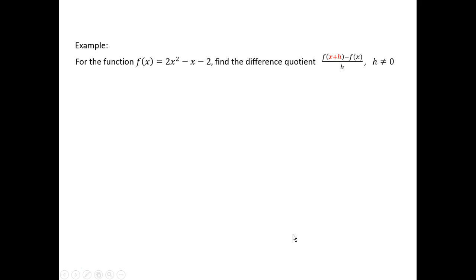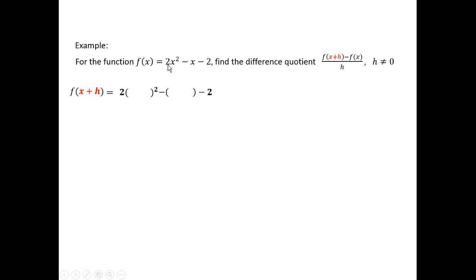For the function f of x equals negative 2x squared minus x minus 2, let's find our difference quotient, f of x plus h minus f of x over h. So let's look at our f of x plus h. I'm going to do exactly the same thing. I'm going to take my original function, and everywhere there is an x, I'm going to put an empty set of parentheses.